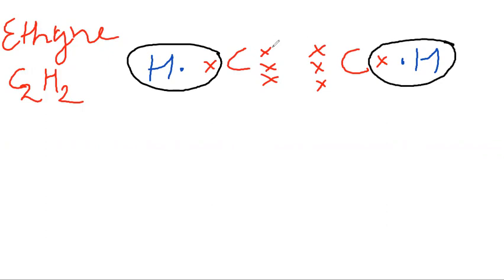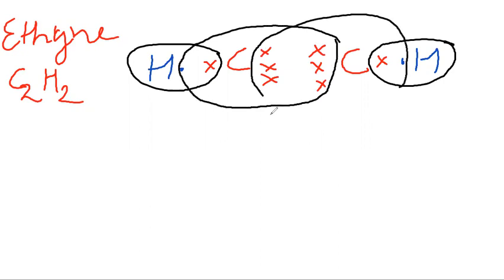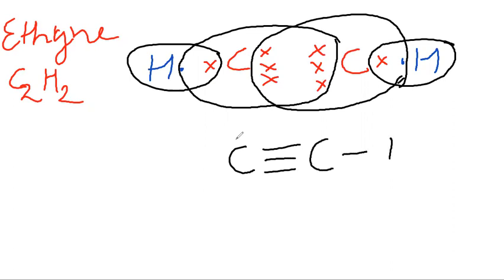Similarly, this time the carbon will share 3 pairs of electrons with each other. So the carbon will have the sharing like this. This carbon will also have sharing like this. So we see that the 3 pairs of electrons are shared between the 2 carbon atoms. So the structure is like this. We have a triple bond here and single bonds with the hydrogen atoms. So I hope this electron dot structure is clear to you.